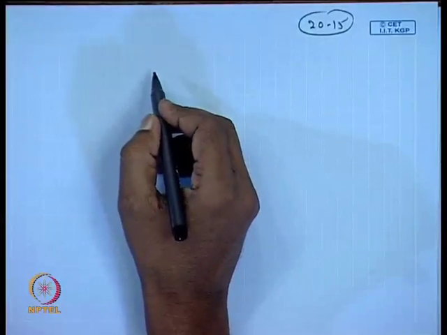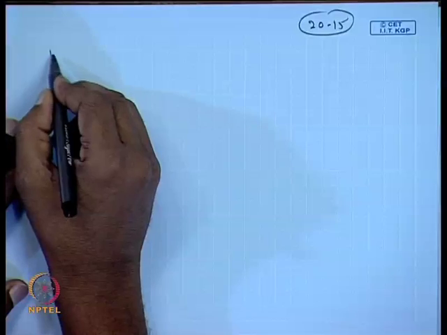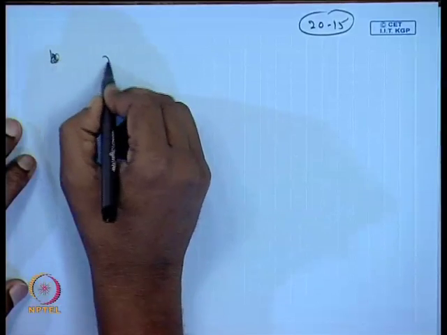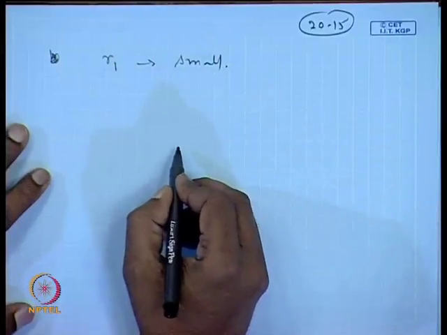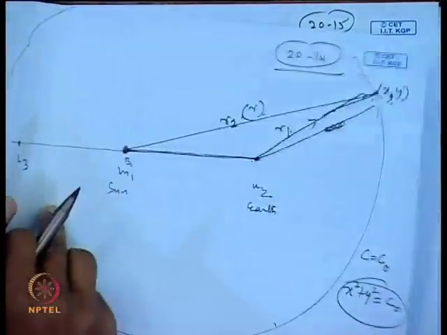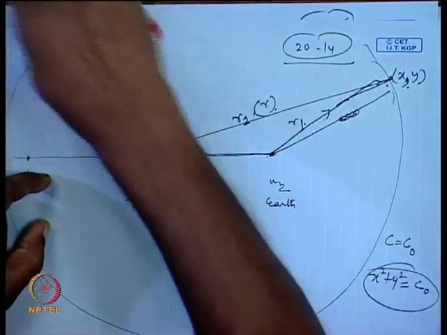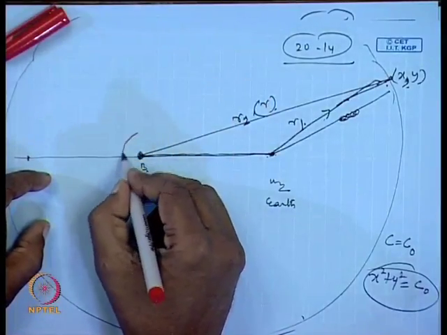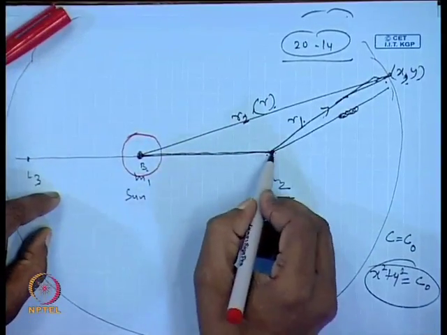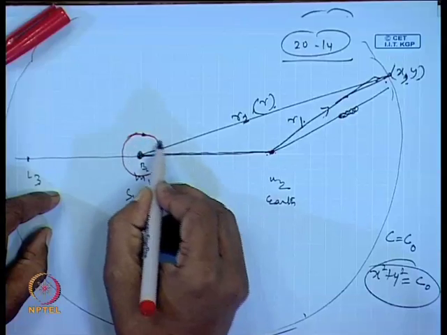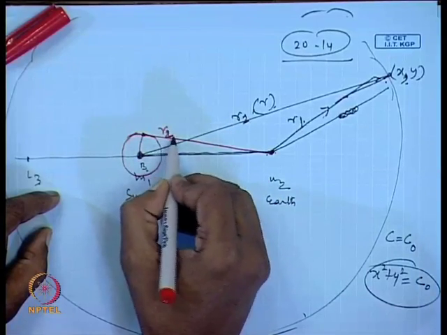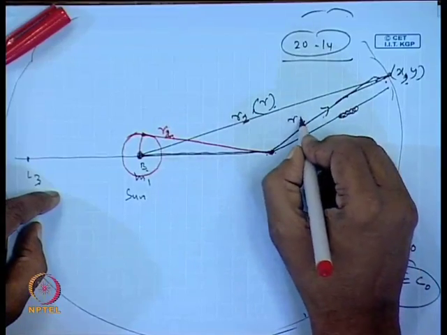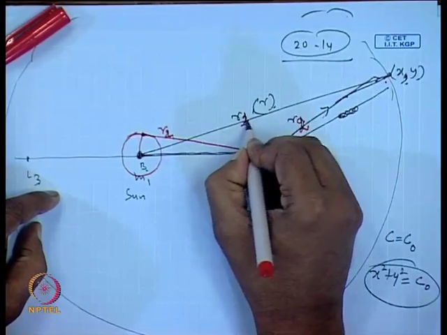Okay, next we can take the B case where R 1 becomes small. If R 1 is becoming small, it means we are in the neighborhood of the point M 1. So, now this becomes your R 1 and this becomes your R 2. Here this is your R 2, this is not R 1 and this is R 1 we have taken.